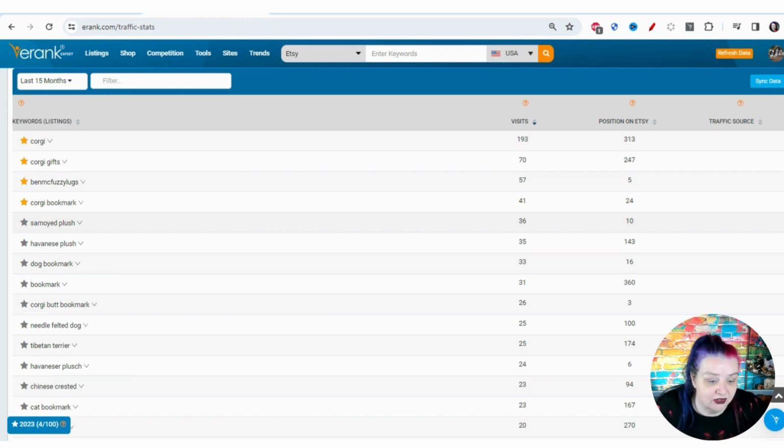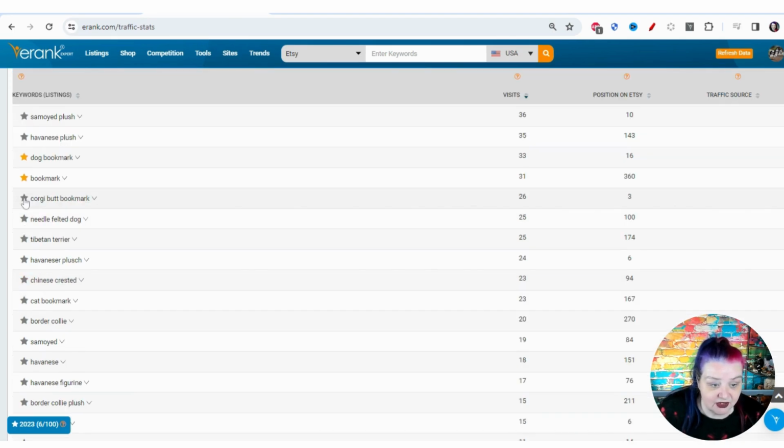So I'm going to go through these and go like Samoyed plush, Havanese plush. I don't make plushies. That's just people being silly. Dog bookmarks, good. These are keywords I want to follow and have a look at. They've worked for me. I don't need to take typos. That's fine. And it's a typo of plush.